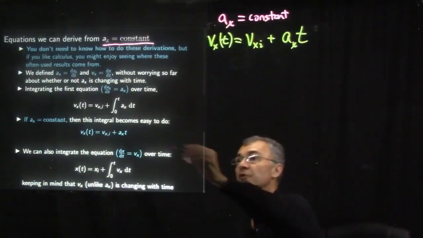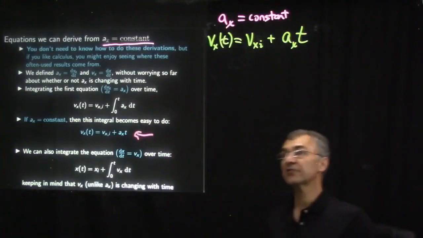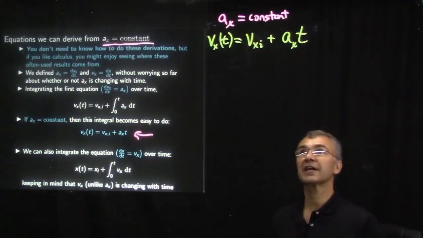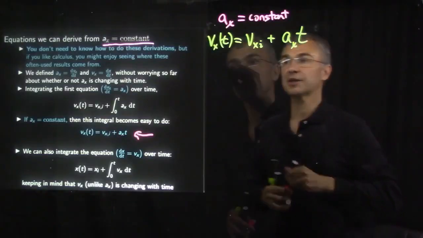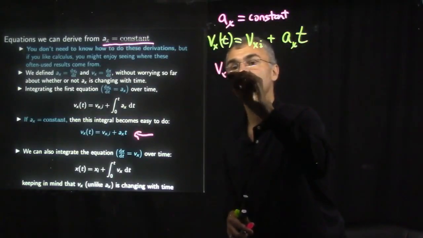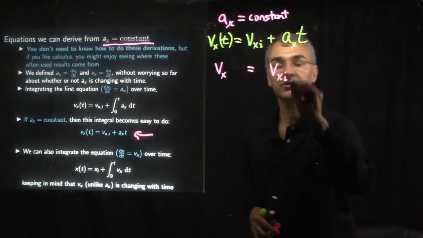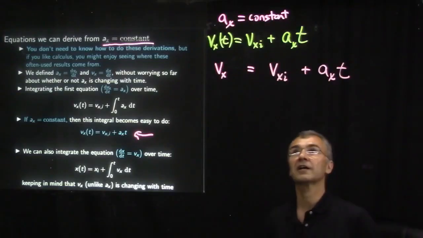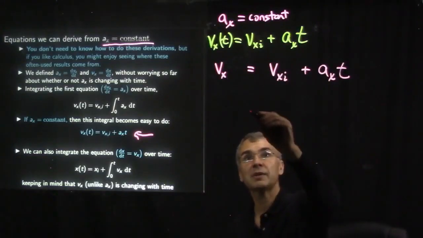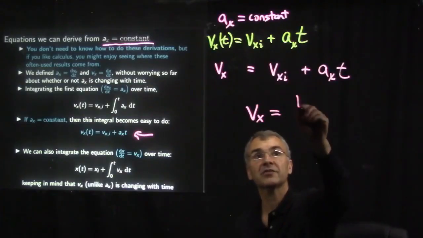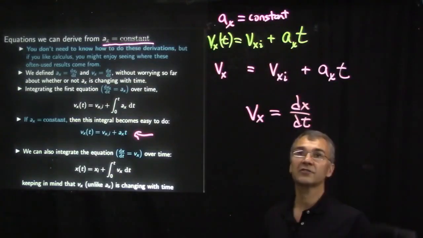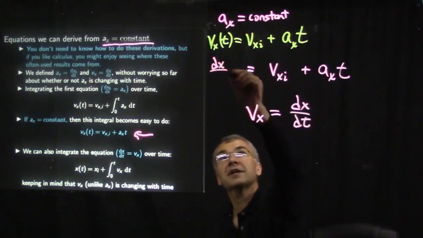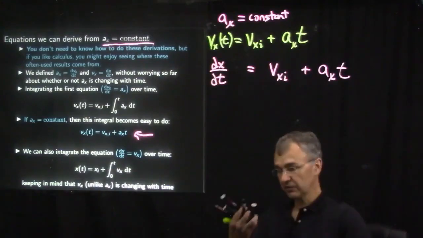So we have the first result, which is v sub x is v sub x initial plus a sub x times time. Let's just write down a second copy of that and then integrate both sides. So we had v sub x equals vx initial, which is just a constant, plus a sub x times t, where a sub x is also a constant. Before we go on, let's just remember that the definition of v sub x is dx by dt. That's just a definition. So let's erase this and in its place write dx by dt. And then we want to integrate both sides.